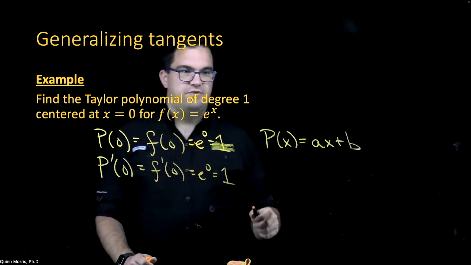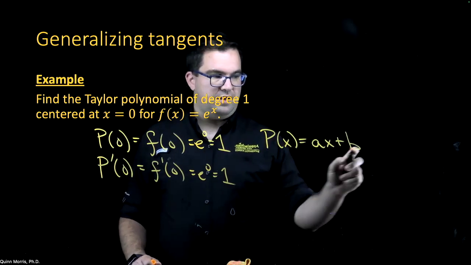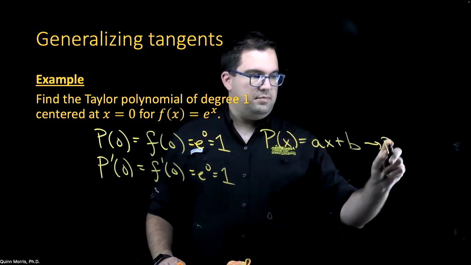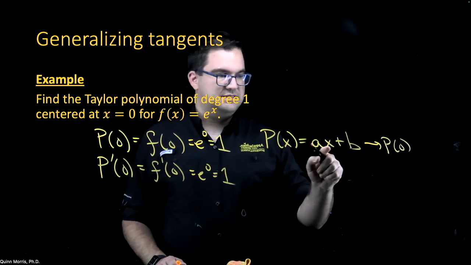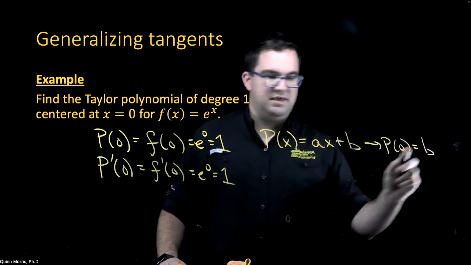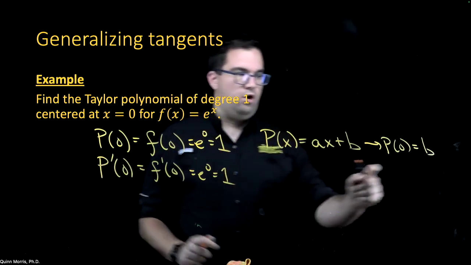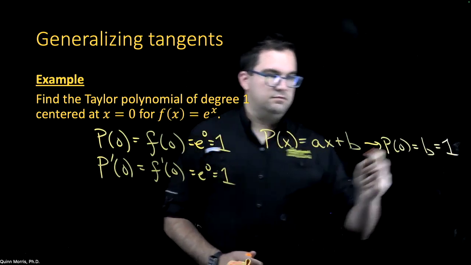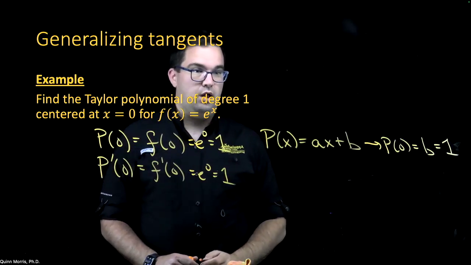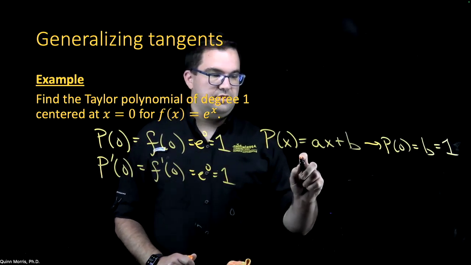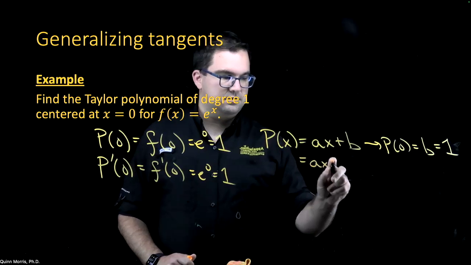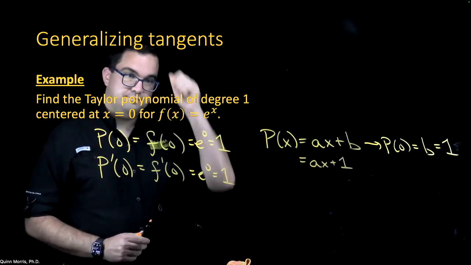So now if I follow this idea, if I look here at p of 0, if I plug in x equals 0, that's just going to give me b. And I know from here that p of 0 ought to be 1. So my b value has to be 1. Okay, so now I know that this function is actually ax plus 1.